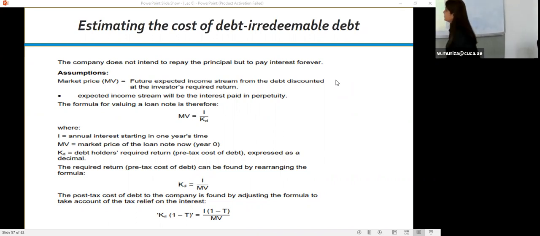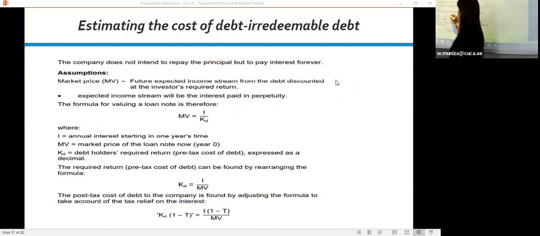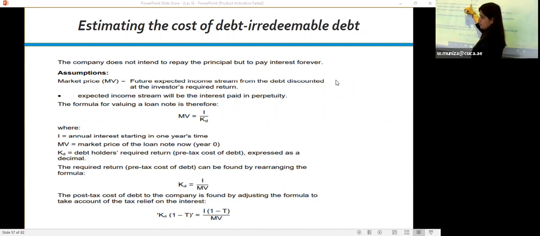Where I is equal to annual interest starting in 1 year's time, MV is equal to market price of the loan note, KD is equal to debt holders' required return, pre-tax cost of debt, expressed as a decimal. The required return, pre-tax cost of debt, can be found by rearranging the formula. Now, students, if we want to calculate the required return, that is pre-tax cost of the debt, we are going to rearrange the formula, that is I over MV. But students, in this we now have to add (1-t), because cost of debt for the company is not equal to the required rate of return. So when we are required to calculate the cost of debt for the company, the formula will become I(1-t) divided by MV.